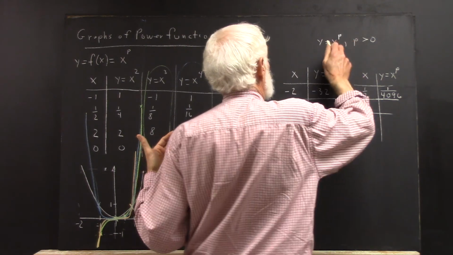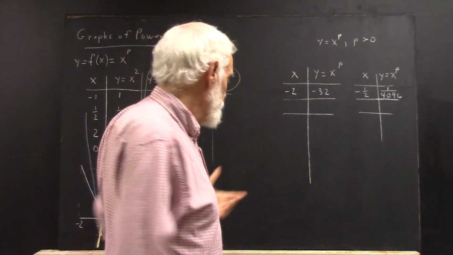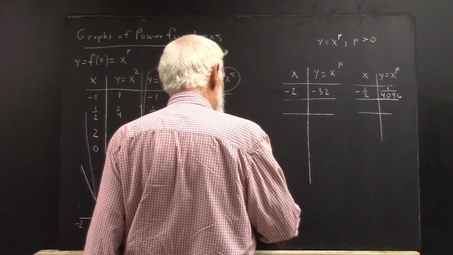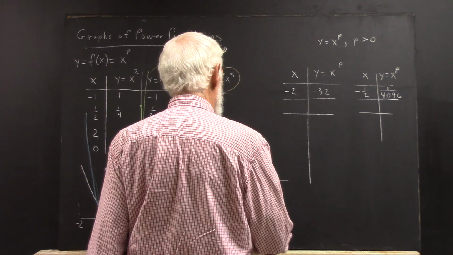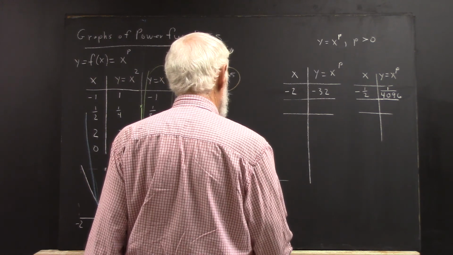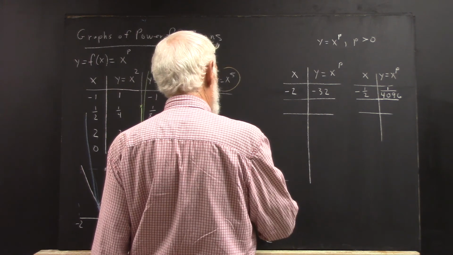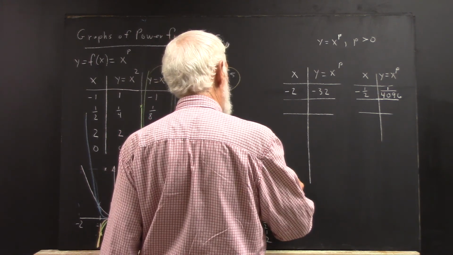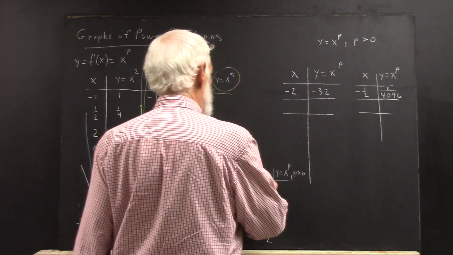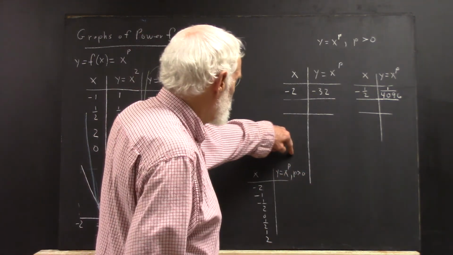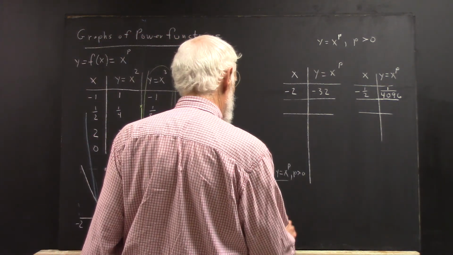Now, some values are just automatic. We know that when x equals 1, y is going to equal 1. That's going to be true for every power function. So if we try to make a table for a power function, so we've got -2, -1, -1/2, 0, 1/2, 1, 2. Okay, y equals x to p for p greater than 0. We know that 0 is going to give us 0.